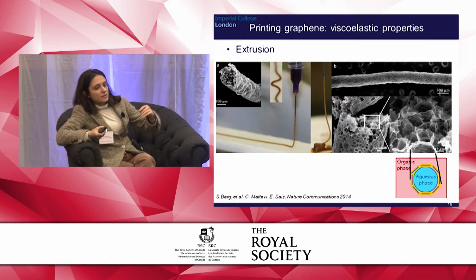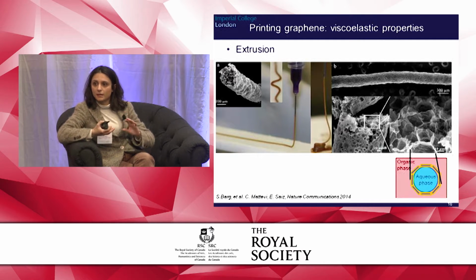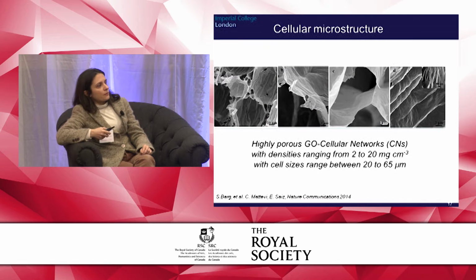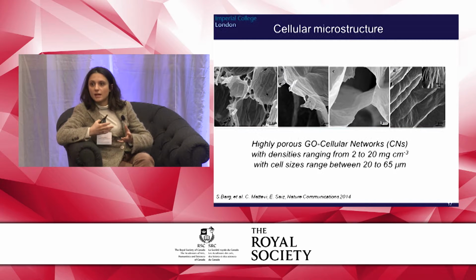So as we can see in this image, we just extruded graphene oxide suspension through a syringe. And on the right-hand side, we can see electron microscope images of how this construct looks at the micro level. And on those lines, we focus our attention on trying to create different 3-dimensional networks with different microstructure to see how we can then tune the properties of the overall structure.